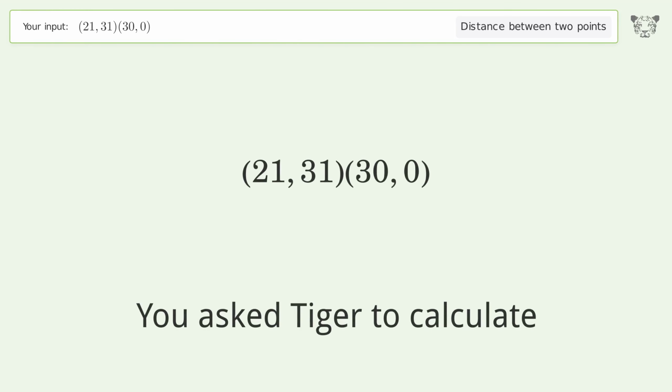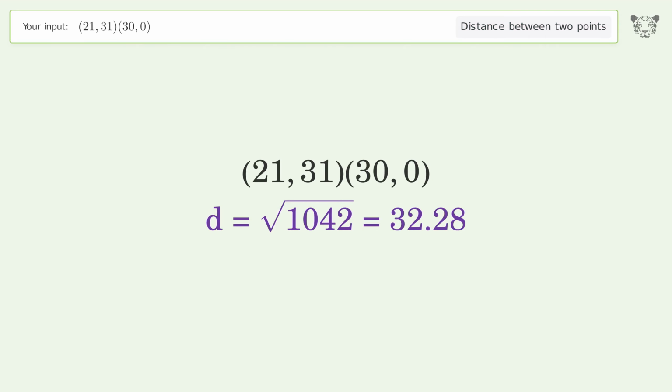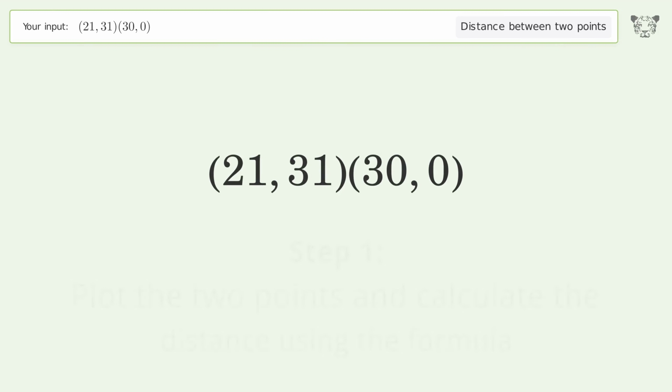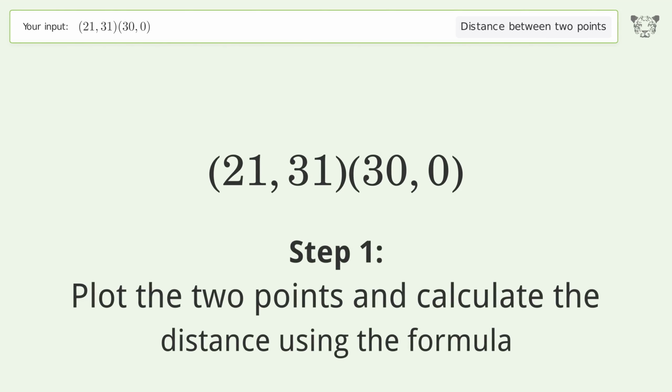You ask Tiger to calculate. This deals with the distance between 2 points. The distance between the 2 points is the square root of 1042, or 32.28. Let's solve it step by step. Plot the 2 points and calculate the distance using the formula.